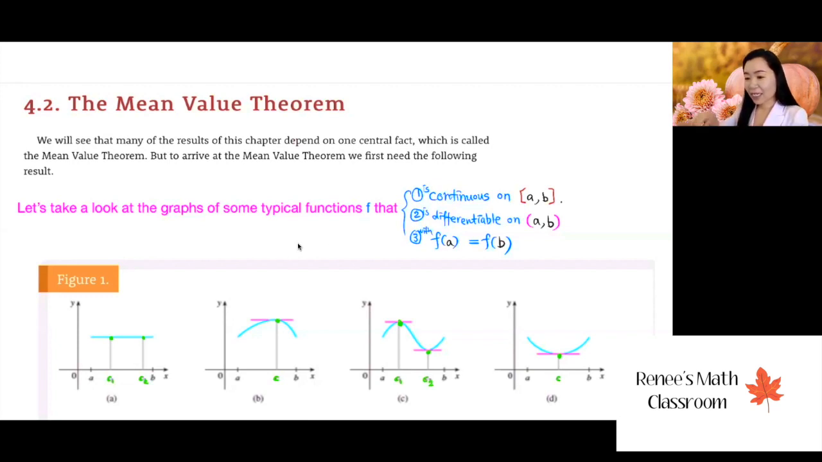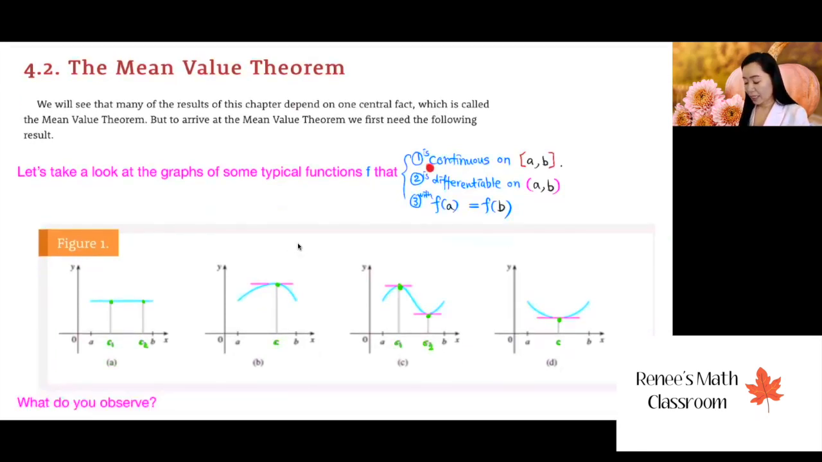So first, let's take a look at this graph of some typical function that has these three conditions. Number one, continuous on the closed interval a to b. So see, this function from a to b on this closed interval has no break. So it's continuous on a to b. And number two, differentiable on the open interval a to b.